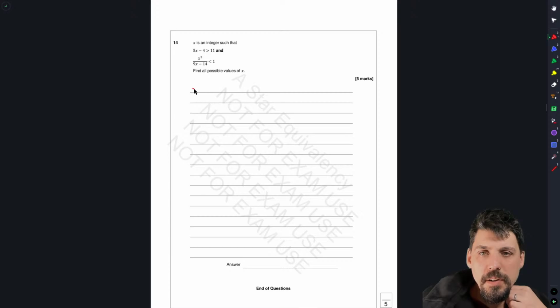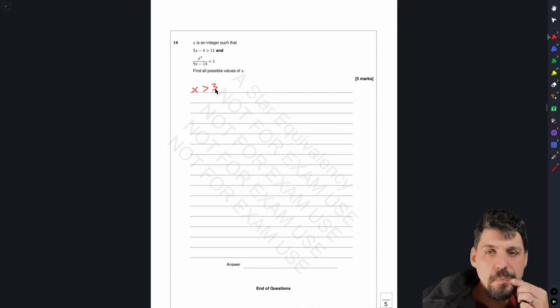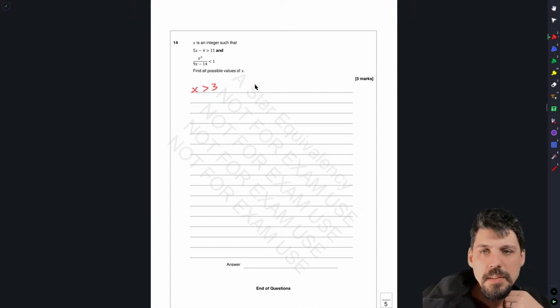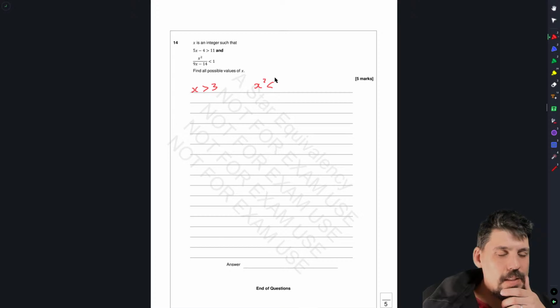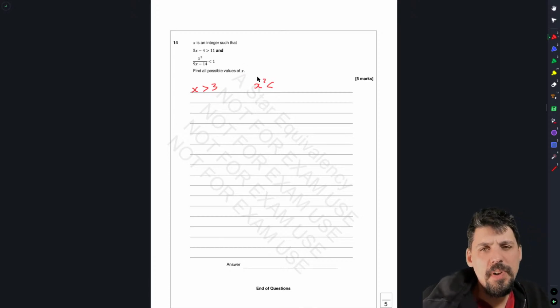Well, the first one there is easy. x is bigger than 3. And the second one, x squared has to be less than... Ooh, this is tricksy. All right. Yay, Toby. Find all possible values of x now.